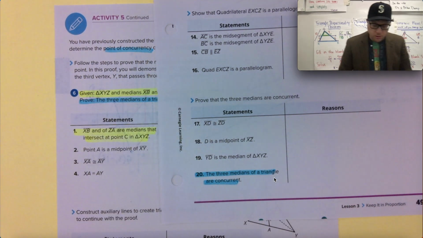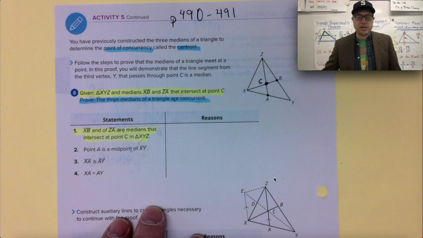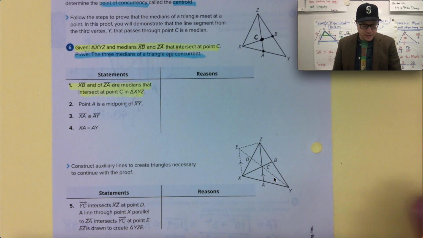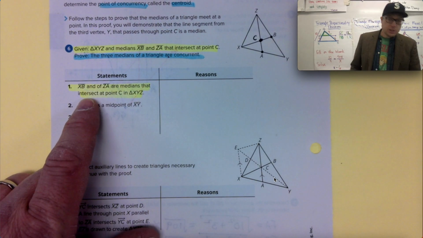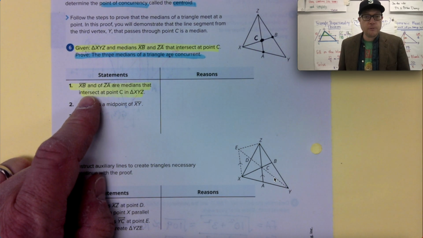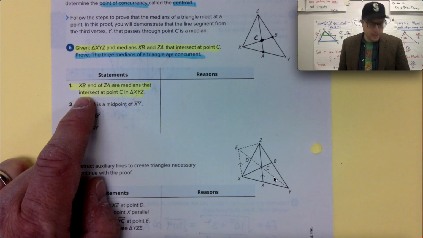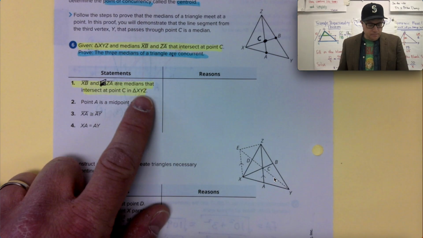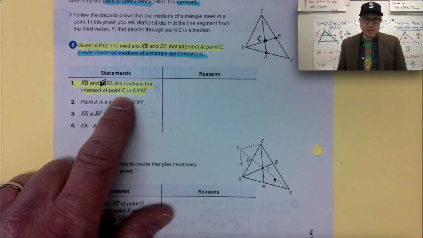And fortunately for us in the design of this problem, all they're asking us to do is come up with the reasons. And the reasons aren't bad. We've been seeing these reasons all the way throughout. So let's go with the first easiest reason. You got to get this reason when you do a proof. XB and ZA are medians that intersect at point C in the triangle.